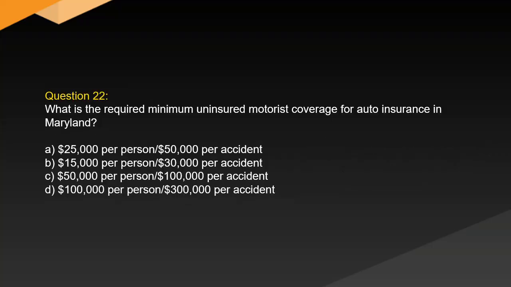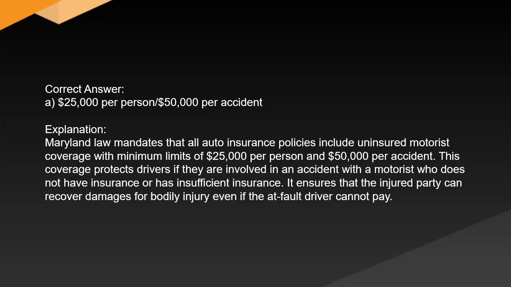Question 22. What is the required minimum uninsured motorist coverage for auto insurance in Maryland? A. $25,000 per person, $50,000 per accident. B. $15,000 per person, $30,000 per accident. C. $50,000 per person or $100,000 per accident. D. $100,000 per person, $300,000 per accident. Correct answer: A. $25,000 per person, $50,000 per accident.